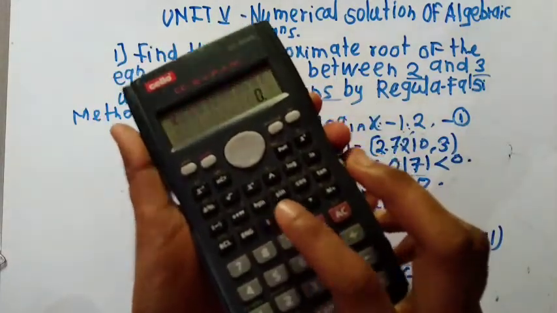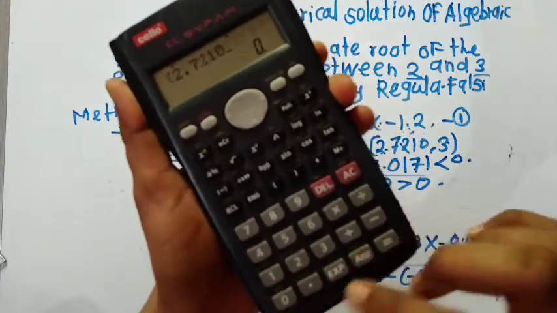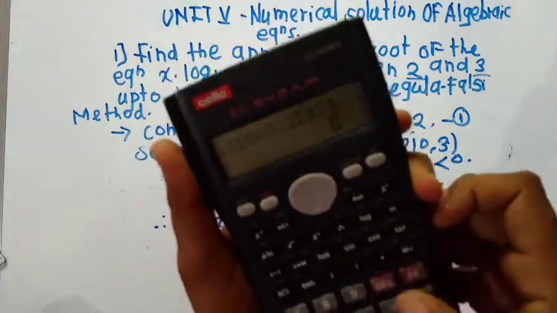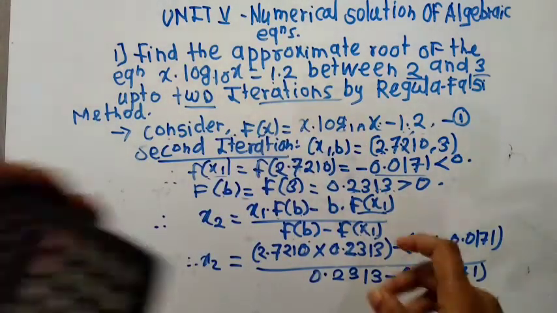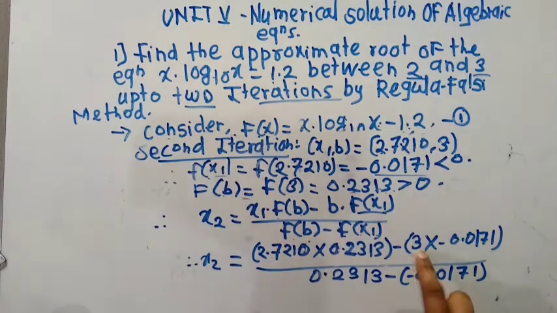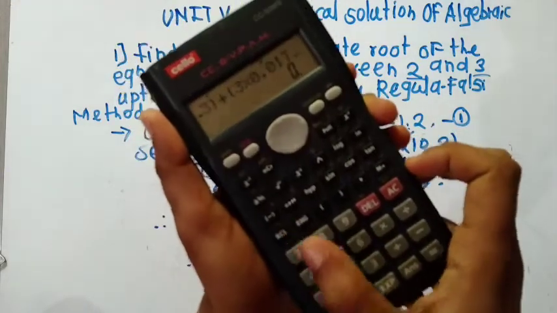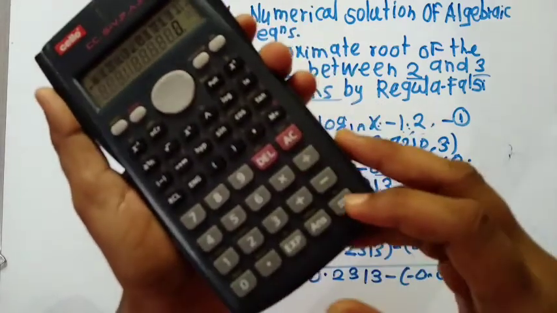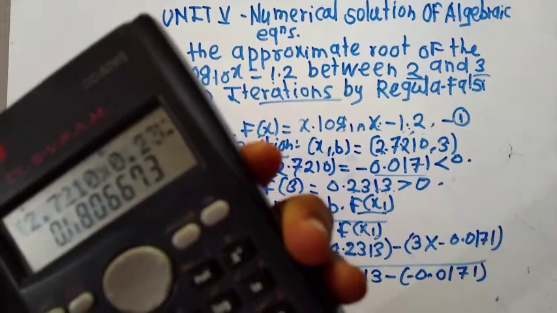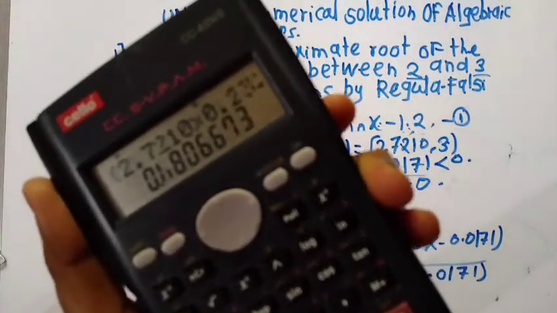So here in bracket 2.7210 into 0.2313, here minus and minus makes plus, so plus in bracket 3 into 0.0171, so the bracket is complete, and which is equal to 0.6806.